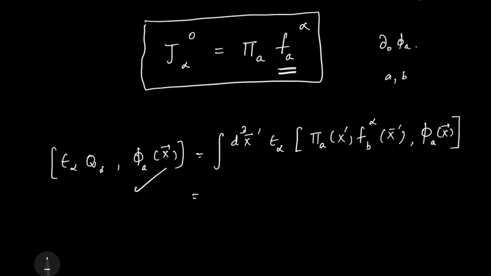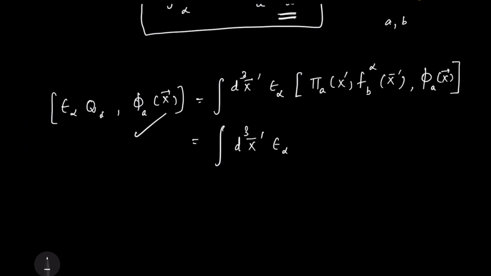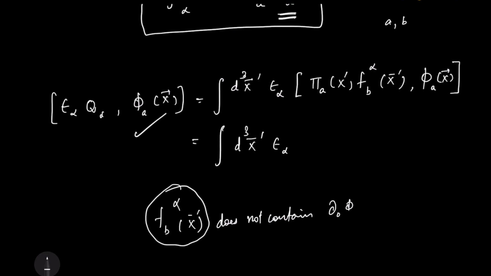So this is equal to the integral of d cube x prime epsilon alpha. Now here we have already taken the condition. Now we are seeing the case for which f_b alpha of x prime does not contain any term with the time derivative of the field, which means that there is no momentum inside the f_b. Therefore it commutes with phi a and I can take it outside.